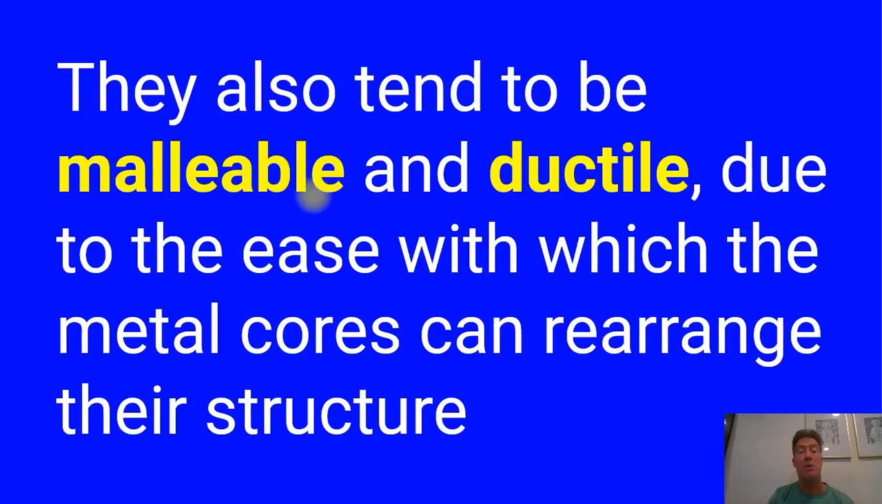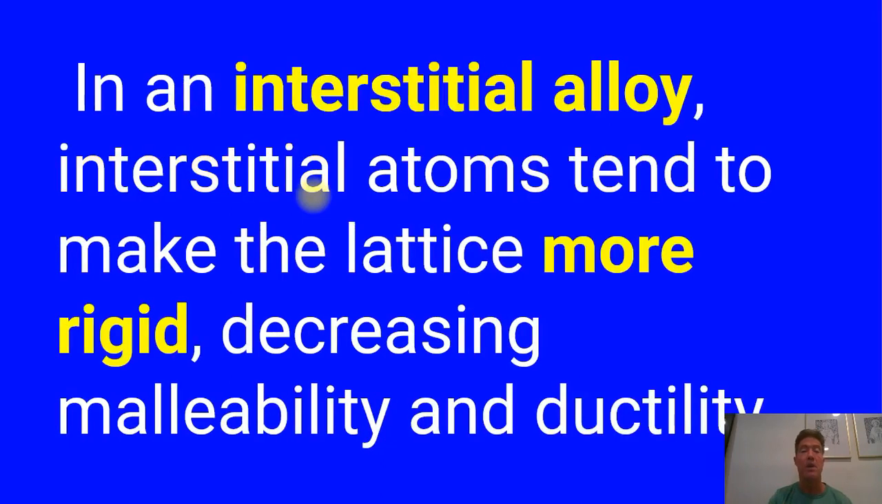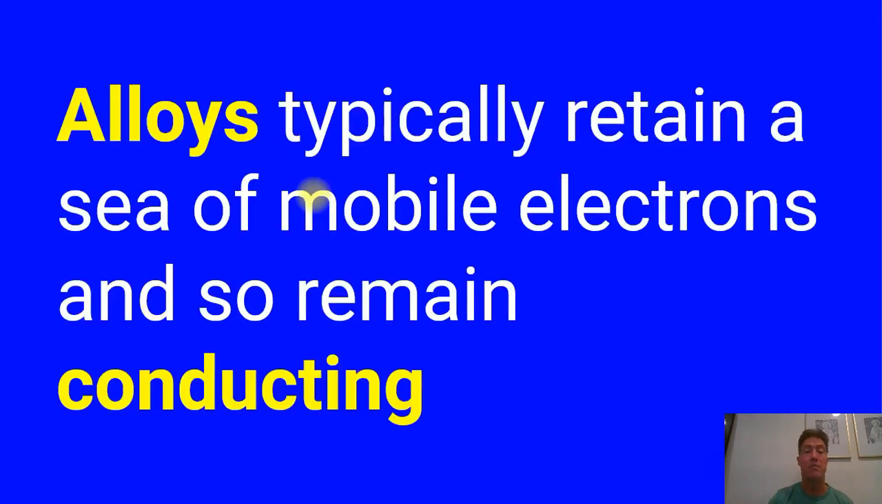They tend to be malleable. That means you can deform them, you can bend them. They tend to be ductile. That means you can draw them into a thin wire because you can rearrange those metal cores. They don't care. The metal cores can shift around, and then they just take as much of the electron cloud as they need to balance out. In an interstitial alloy, the interstitial atoms tend to make the lattice more rigid, and so many alloys have decreased malleability and ductility because they're just not as free to move as they were before the interstitial atoms showed up.